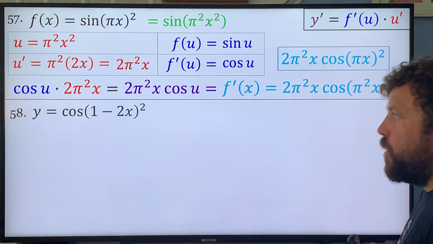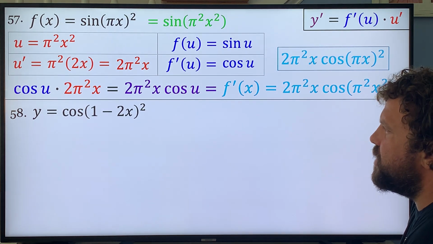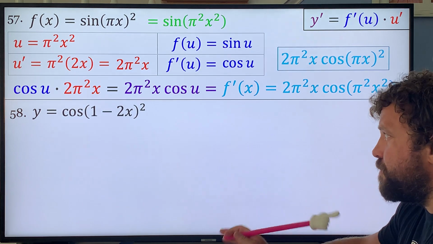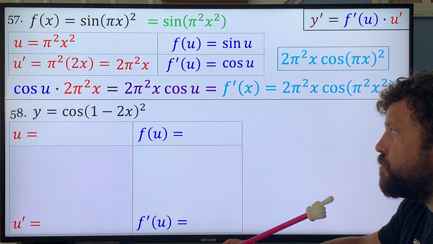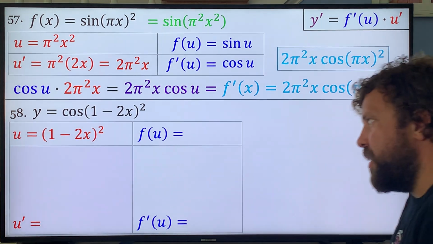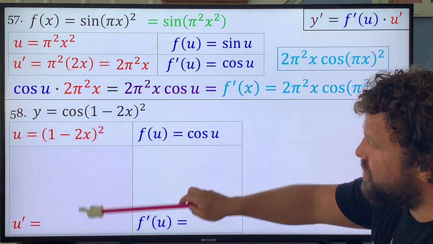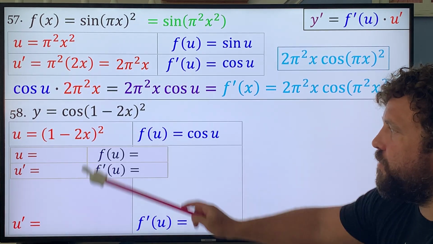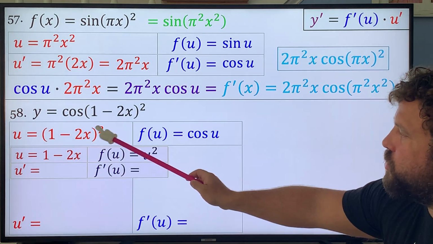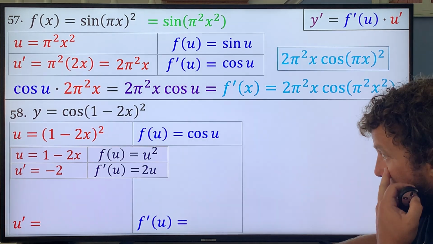Good? All right. Problem 58. Y equals cosine 1 minus 2x quantity squared. This is a double chain. What's my original u? 1 minus 2x squared. F of u is cosine u. All right, in order to find the derivative of this, I have to use the chain rule again. U is 1 minus 2x. F of u is u squared. This becomes negative 2, and this becomes 2u.